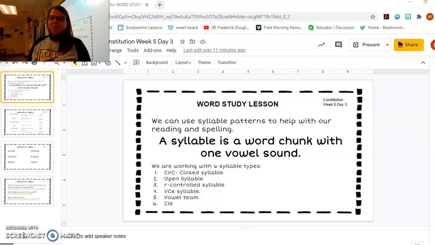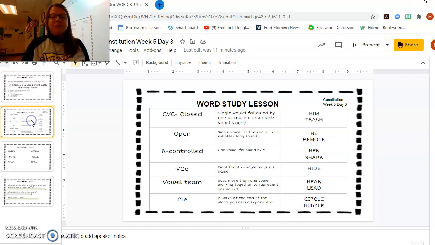We are talking about the syllable types. We can use syllable patterns to help with our reading and spelling. Remember that a syllable is a word chunk with one vowel sound. We learned about 6 syllable types: CVC, closed syllable; open syllable, R-controlled; VCE, vowel team, and CLE. So let's go over the rules one more time for all of those syllable types.